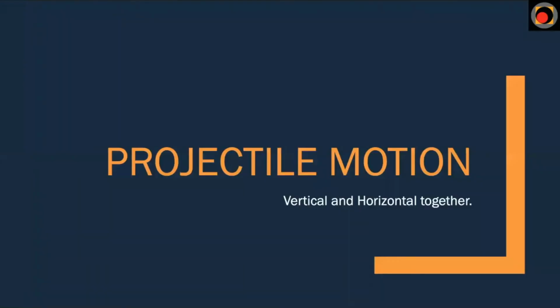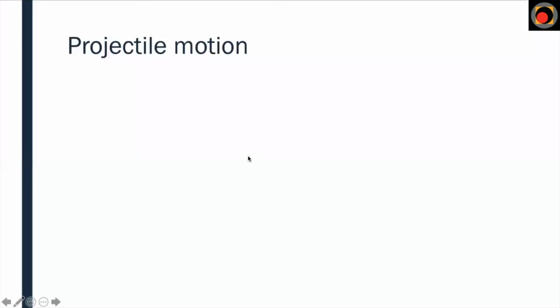Now what happens when we put vertical and horizontal things together? We get something called projectile motion. Motion because of kinematics, projectile because it's something that you are throwing. So if you kick a ball, a soccer ball, well, it will go up and it will go down, just as if you throw something, or just as if you shoot something with a gun or something like that. That's why it is called projectile.